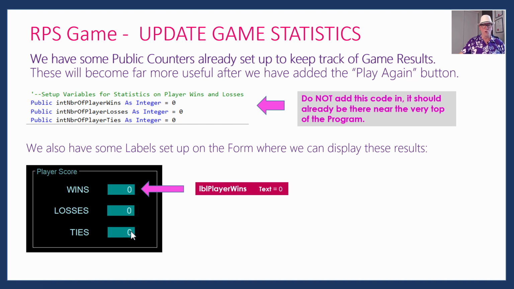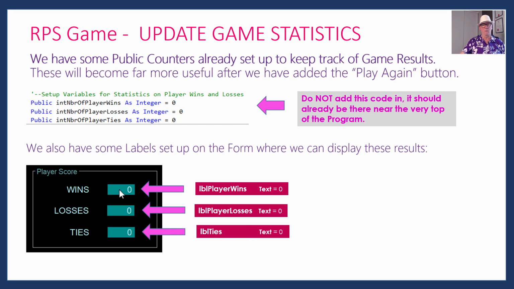So these things are called lblPlayerWins, is what that should have been named when you built the form way back at the start. The next one should have been called lblPlayerLosses, and this one should have been called lblTies. So we've got 3 text boxes for wins, losses, and ties, and we've got 3 integer numbers inside the program for actually counting wins, losses, and ties.